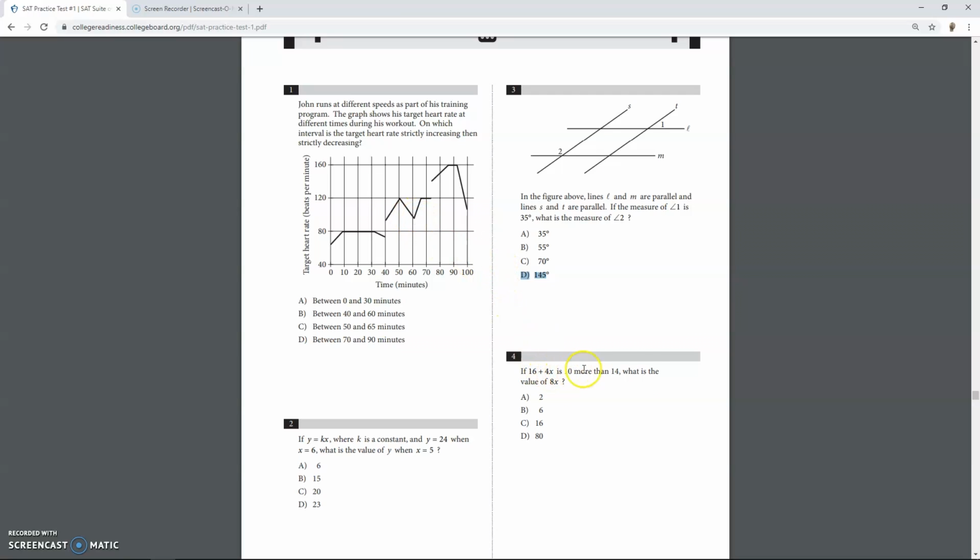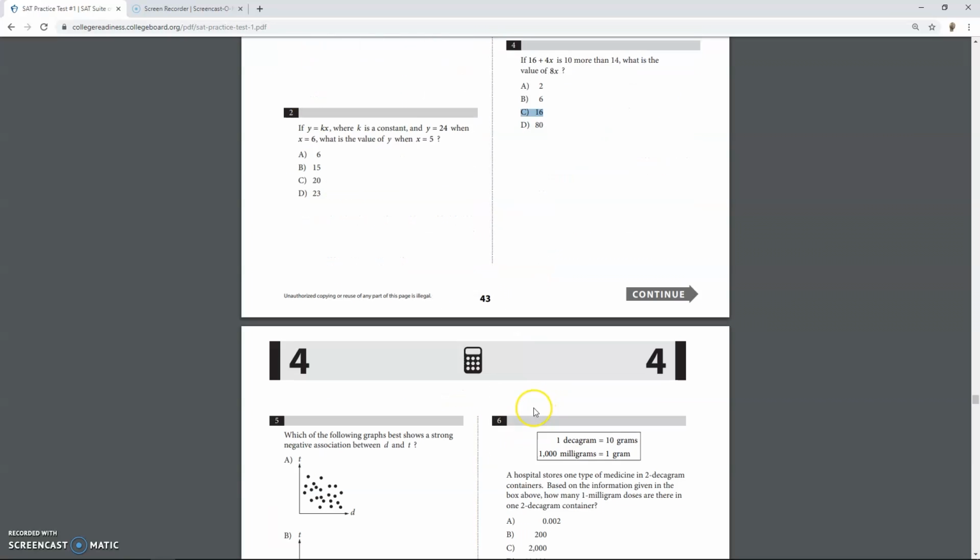For question 4, it has 16 plus 4x is 10 more than 14. What is 10 more than 14? It is 24. And we know that 16 plus 4x equals 24, and we know 4x equals 8. It means x equals 2, and we want the value of 8x, which will be 16. So the answer will be C.